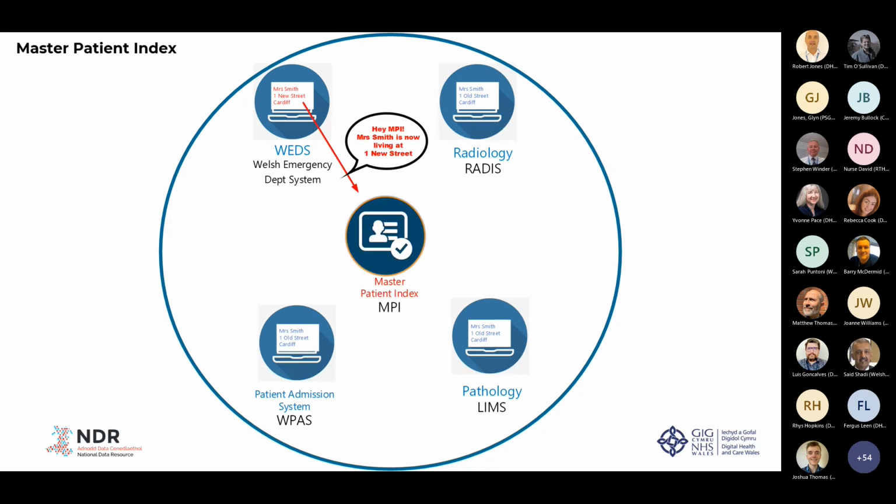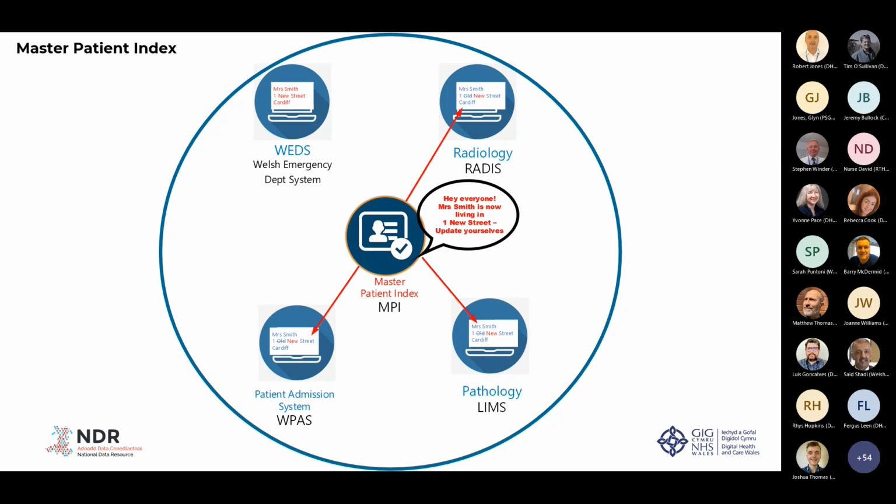So we've got this thing in the middle called the Master Patient Index. All of these are connected to the MPI, and they're connected using Fiorano. So in this case, she's changed her address. WEDS will tell the Master Patient Index Mrs. Smith is now living at 1 New Street. And the Master Patient Index takes it upon itself to go and tell the other systems to update the address data for Mrs. Smith in their respective systems.